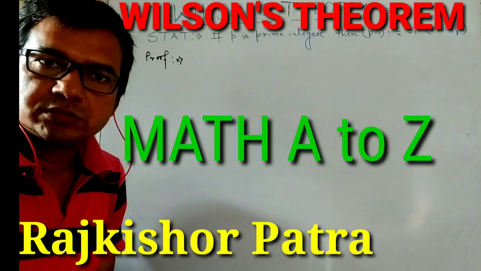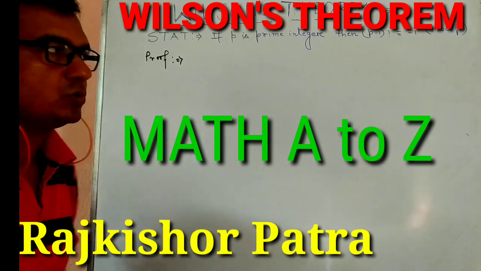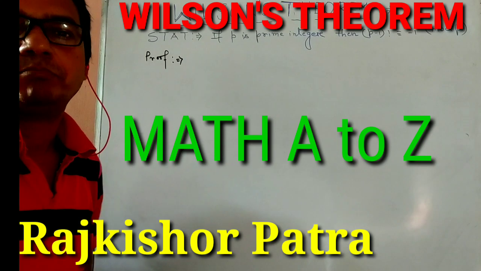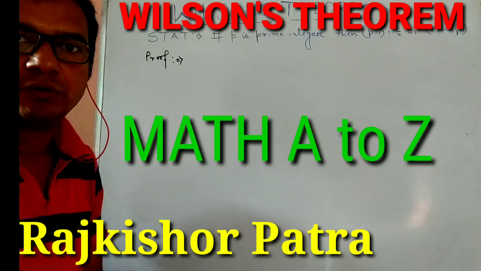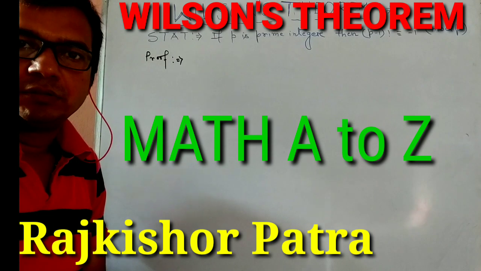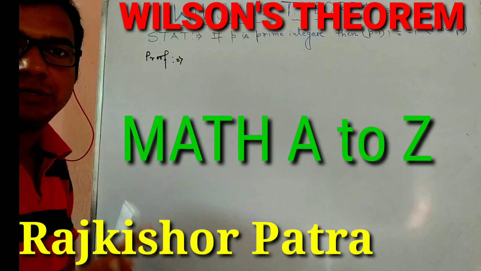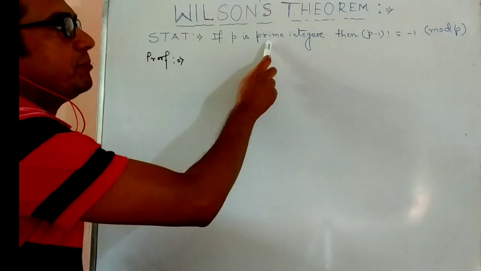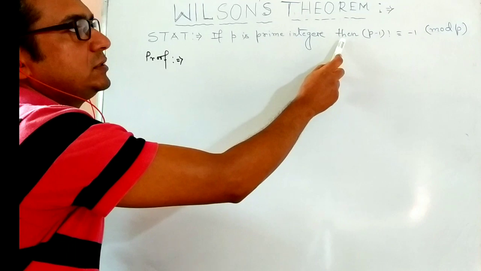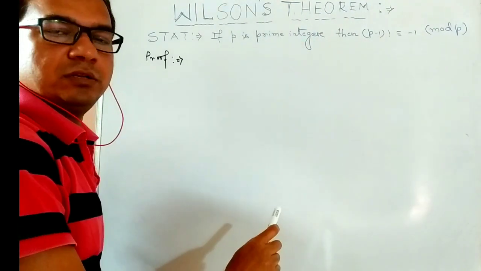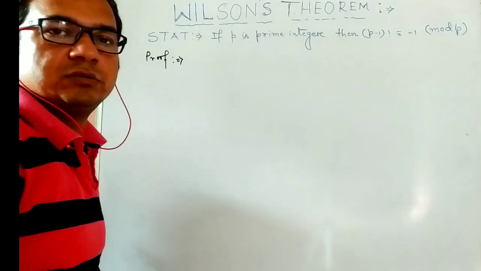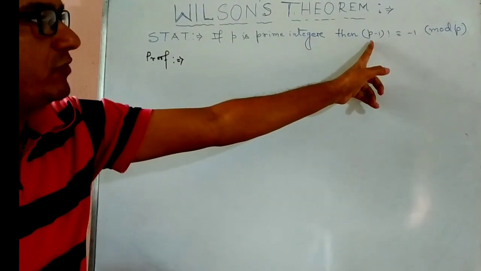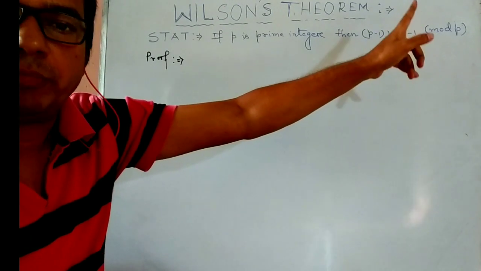Our today's topic is Wilson's theorem. This is from number theory, and the statement of this theorem is: if p is a prime integer, then (p minus 1) factorial is congruent to minus 1 mod p. P is prime, then (p minus 1) factorial is congruent to minus 1 mod p.